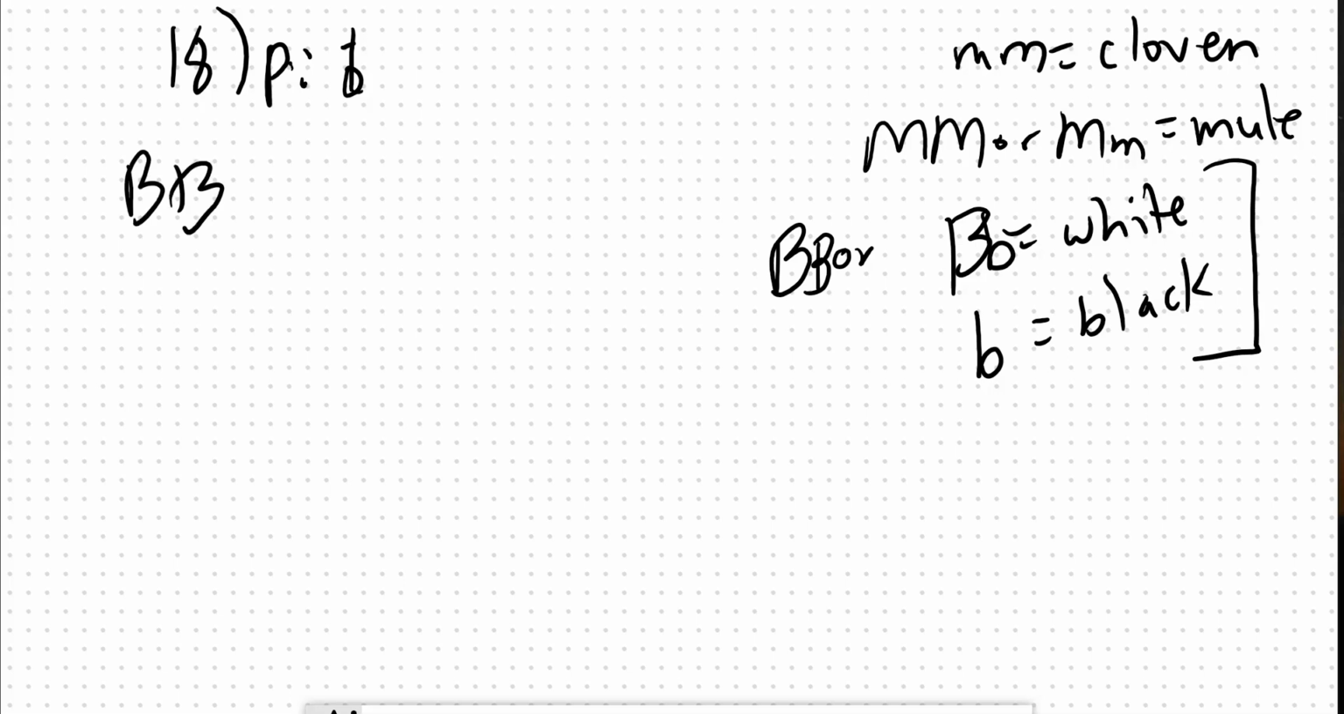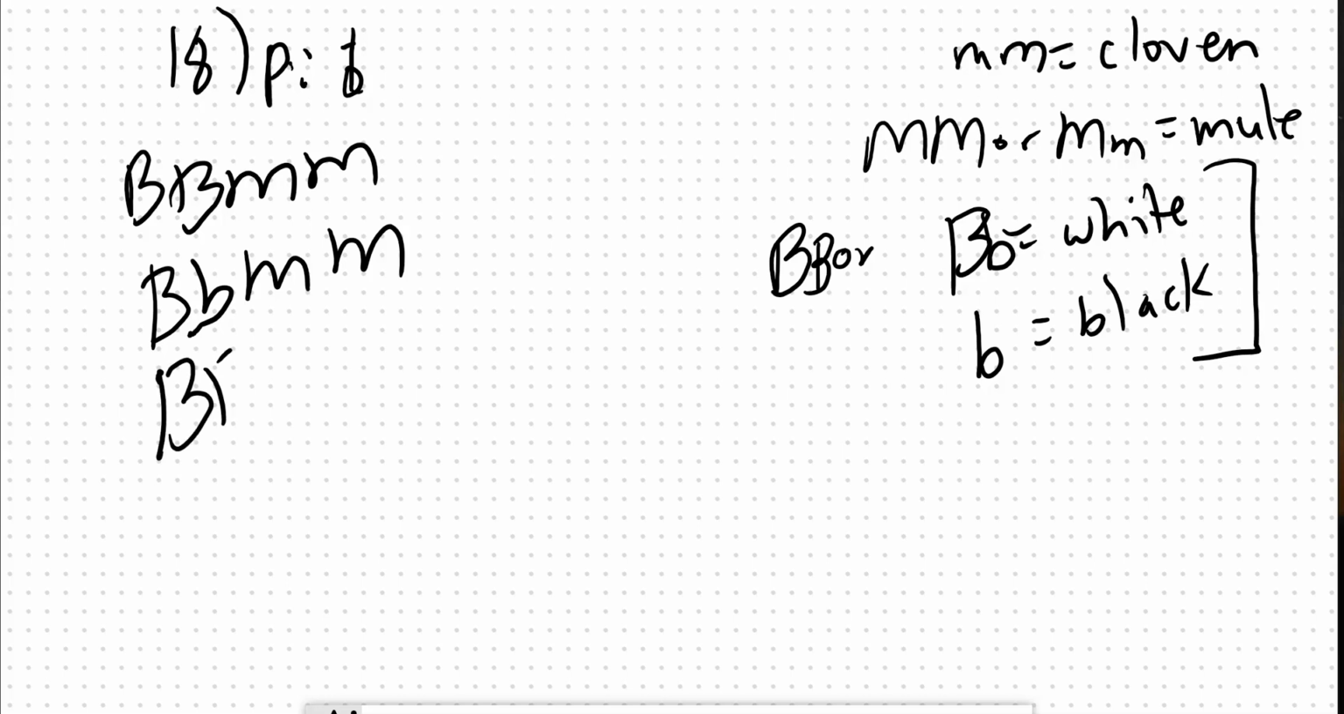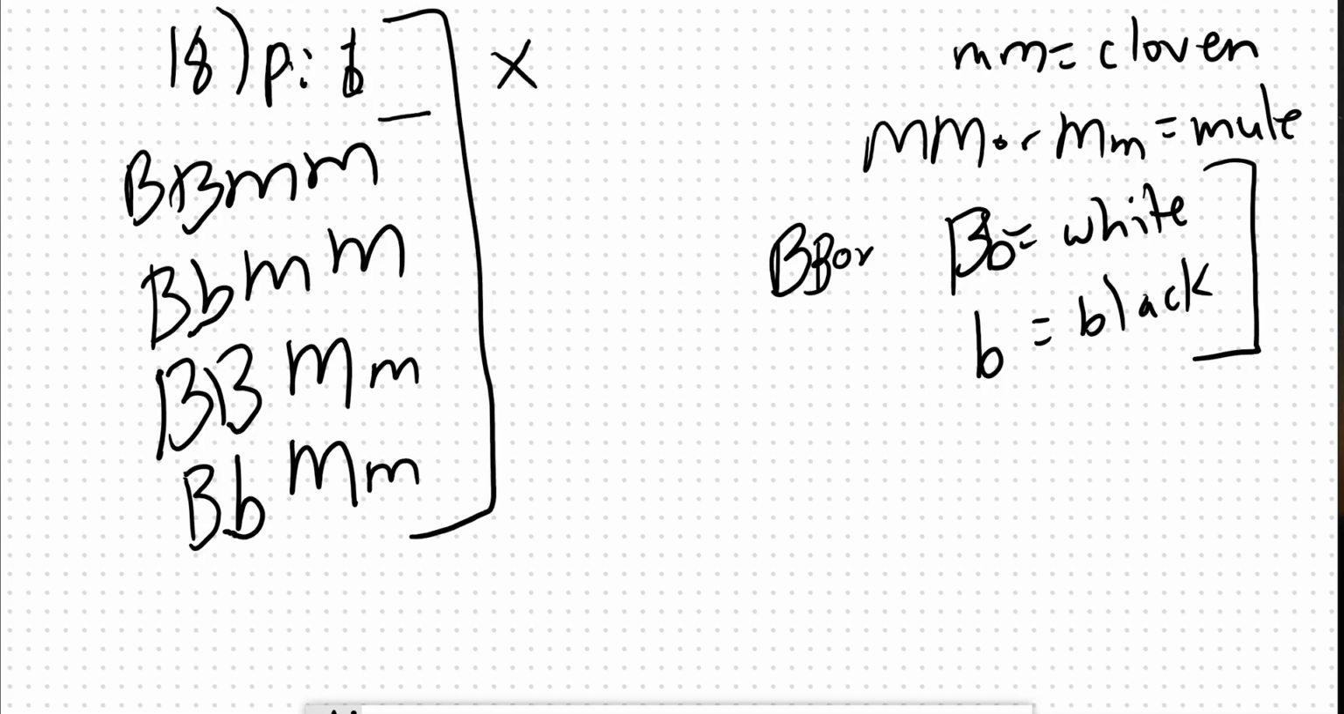So we have big B, big B, big M, big M. It could be big B, little b, big M, big M. It could be big B, big B, big M, little m, or big B, little b, big M, little m. Any of those possibilities for the female. And we're going to cross that to a male. The male is easy because we're told that the male is black, which has to be little b, and cloven. So this male has to be little b, little b, little m, little m.